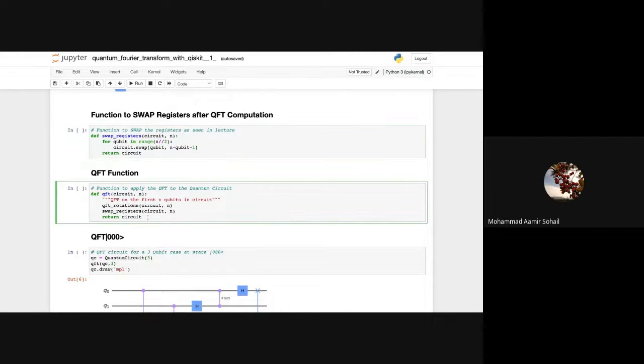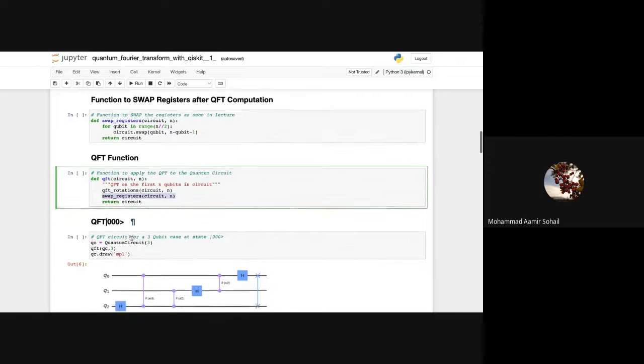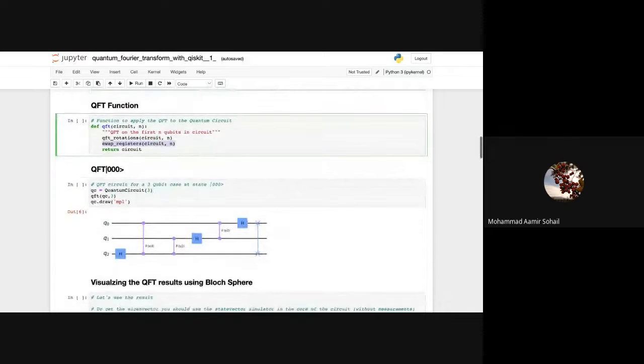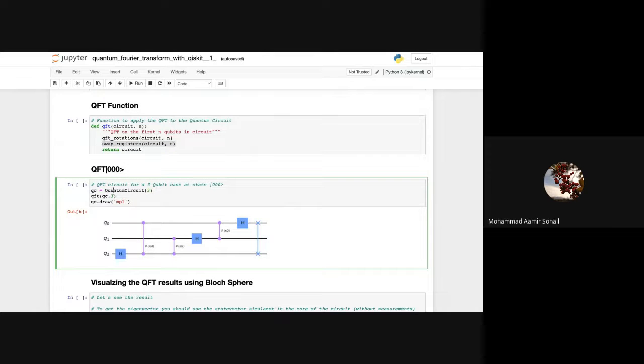So this is now the complete QFT operation we have. So we apply the QFT rotation. This will take care of all the blocks there, the Hadamard and the control rotation blocks, and the swap registers will take care of the last when we do the swapping. So in this cell, what we are trying to do is find the QFT circuit for this 3 qubit case, 000.